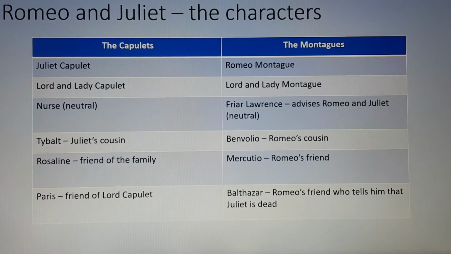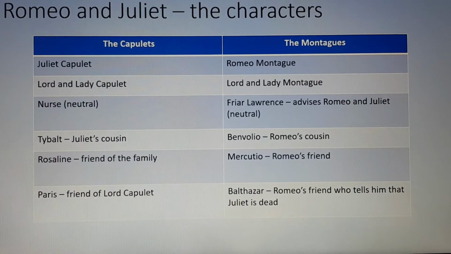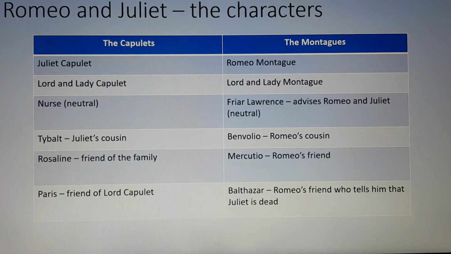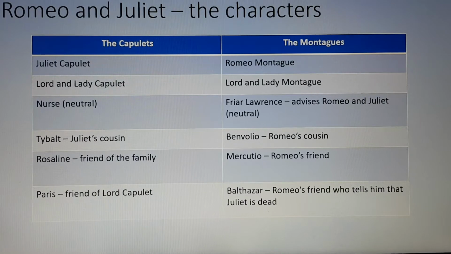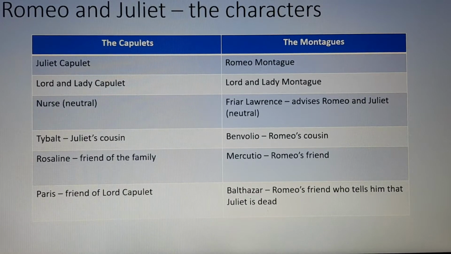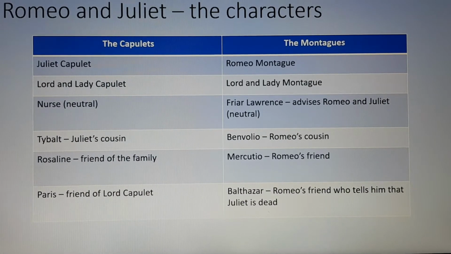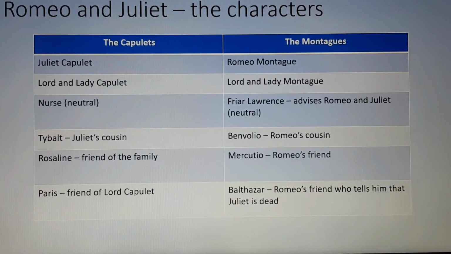Main characters in Romeo and Juliet then. We've got two different families, the Capulets and the Montagues. So in the Capulets, we've got Juliet. She's the daughter of the Capulets. Lord and Lady Capulet are her parents. Then we've got Nurse. Nurse is like the woman who has brought up Juliet, like a nanny sort of figure. So she's a neutral figure. She's sort of in between the two families, but obviously works for the Capulets.